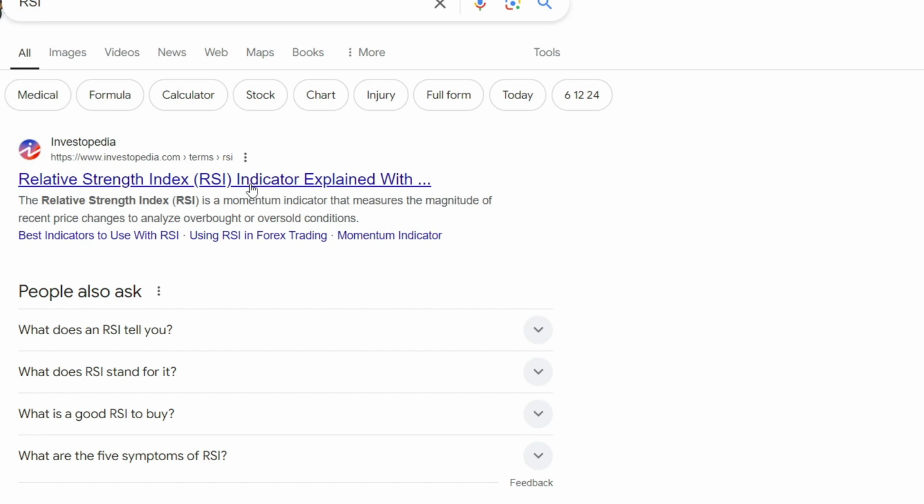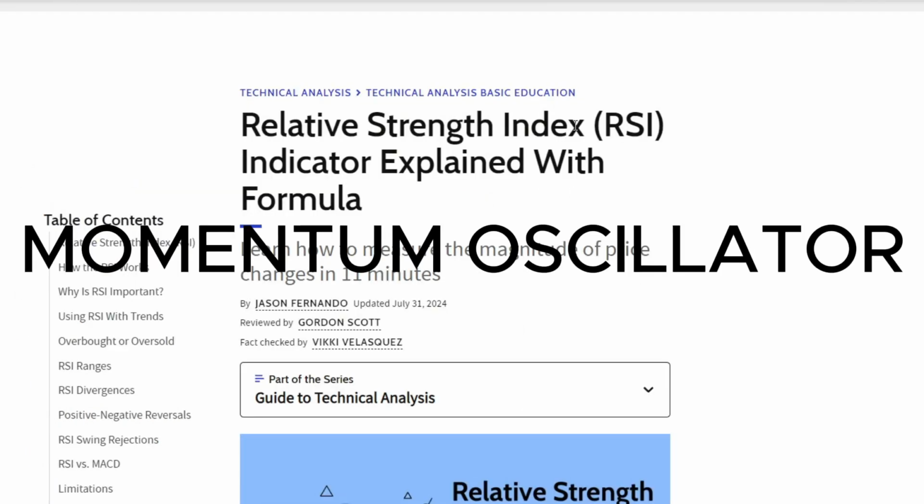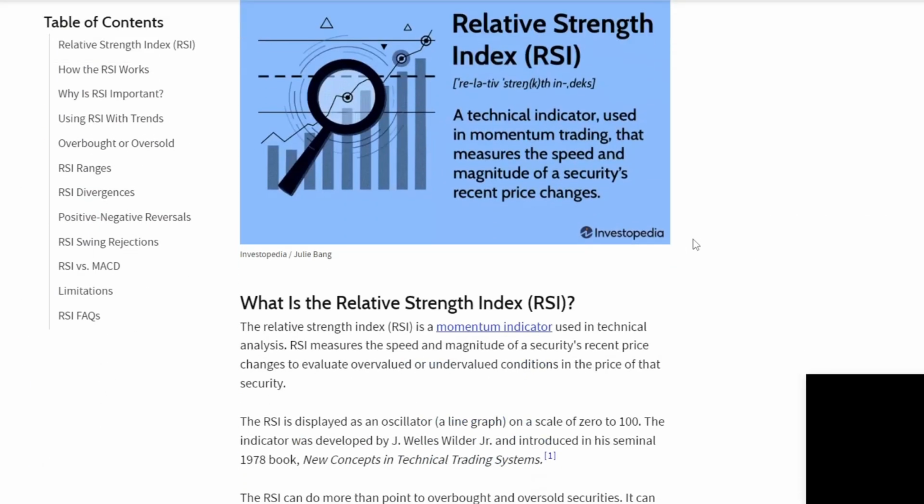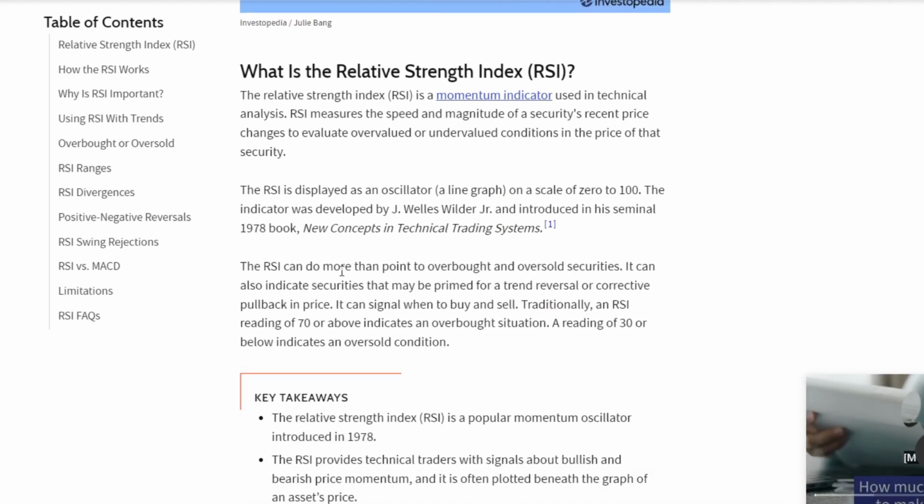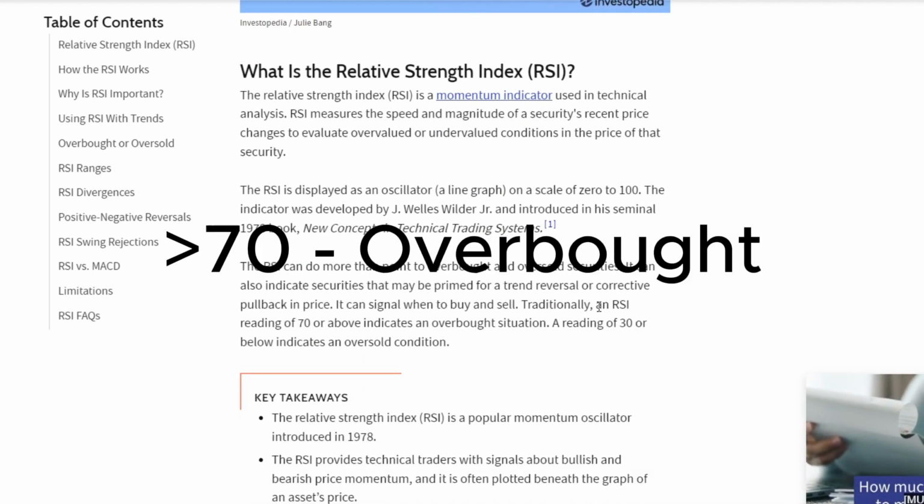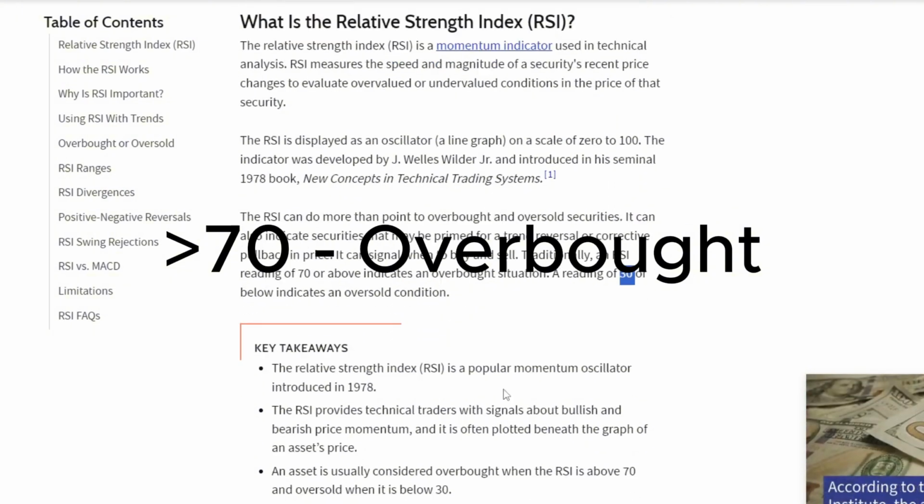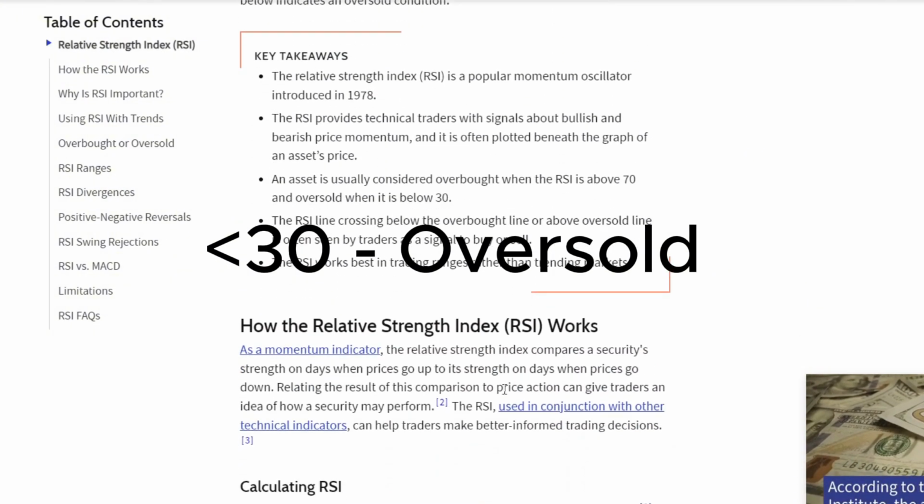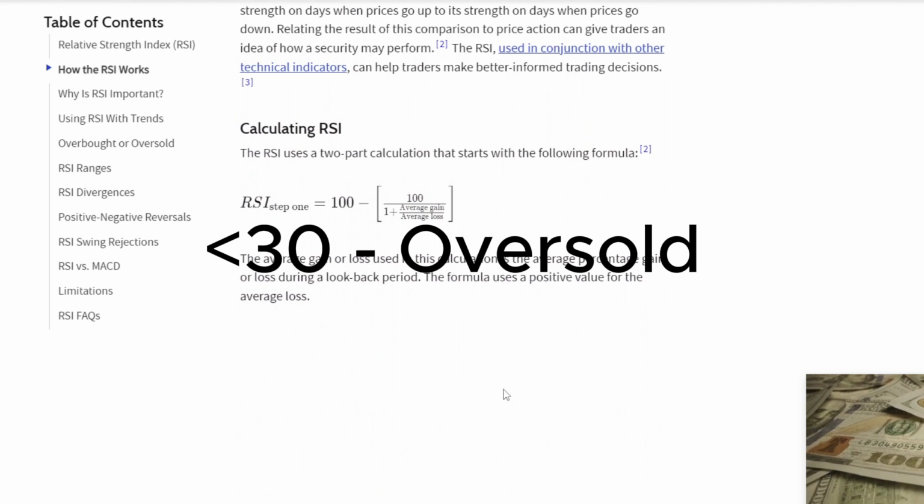The RSI, or Relative Strength Index, is a momentum oscillator that measures the speed and change of price movements. It ranges from 0 to 100, with levels above 70 indicating overbought conditions and levels below 30 indicating oversold conditions.